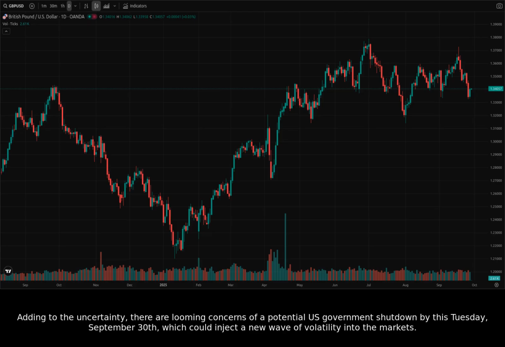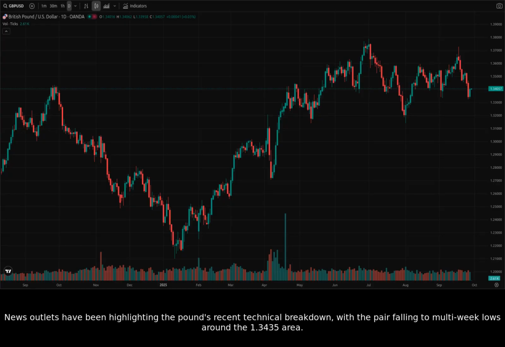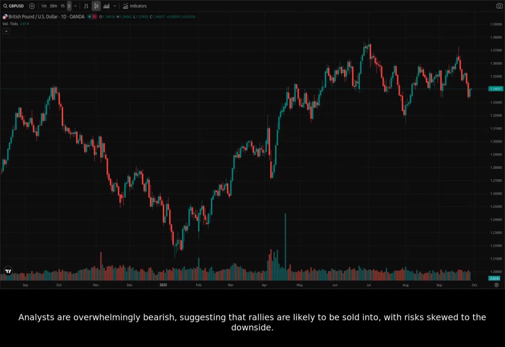Adding to the uncertainty, there are looming concerns of a potential US government shutdown by this Tuesday, September 30th, which could inject a new wave of volatility into the markets. News outlets have been highlighting the pound's recent technical breakdown, with the pair falling to multi-week lows around the 1.3435 area. Analysts are overwhelmingly bearish, suggesting that rallies are likely to be sold into, with risks skewed to the downside.